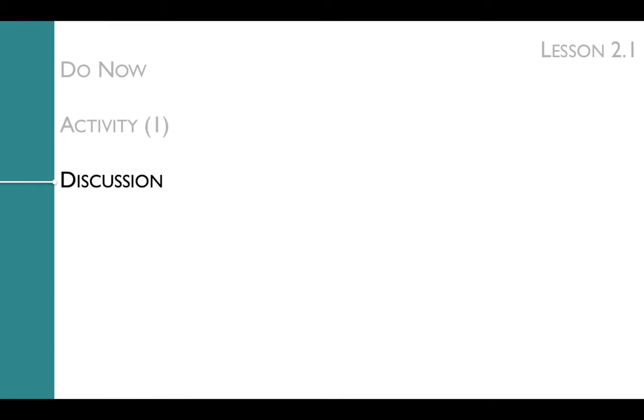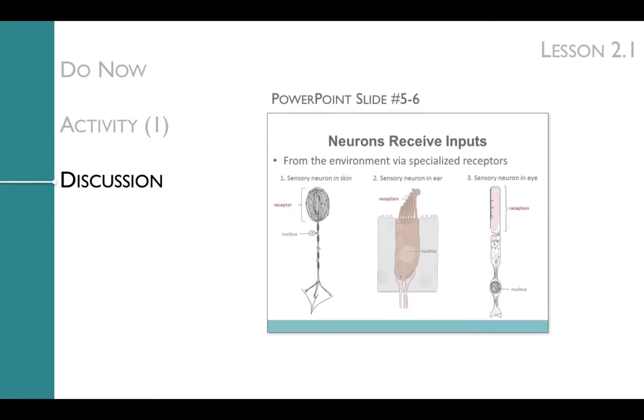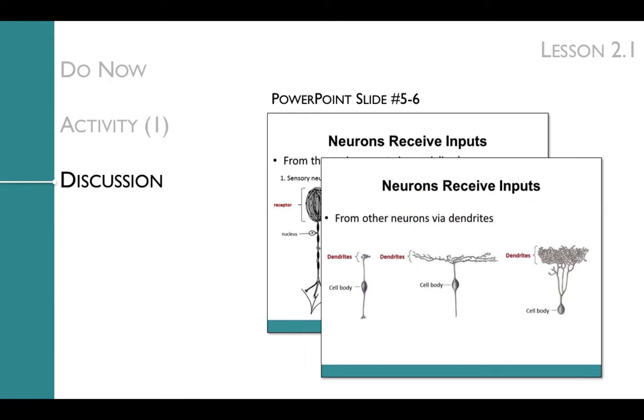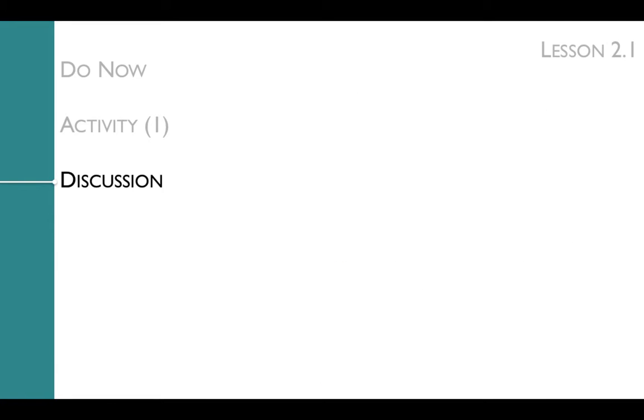The next set of slides allow you to introduce to your students the three main functions all neurons have. The first of which is that all neurons receive inputs. Neurons receive inputs from the environment via specialized receptors, as illustrated on slide number 5, and via dendrites, as illustrated on slide number 6. The second function that all neurons complete is processing inputs.